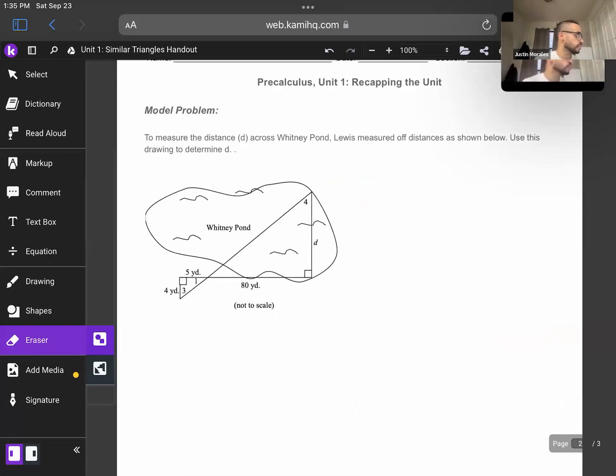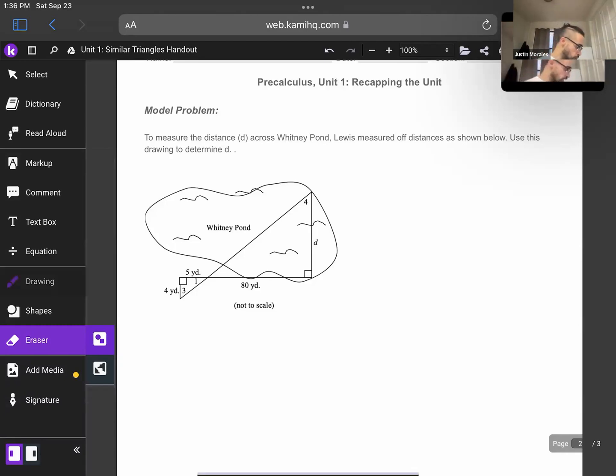So the question reads, to measure the distance D across the Whitney Pond, Lewis measured off the distance as shown below. Use the drawing to determine D. So right away, I see two triangles. And before we could just assume these triangles are similar, we must actually prove that these triangles are similar.